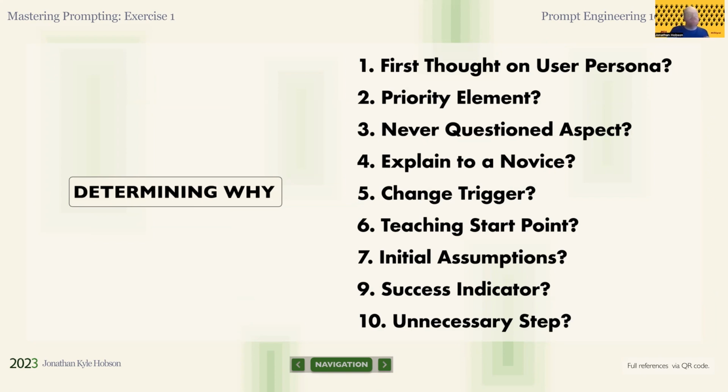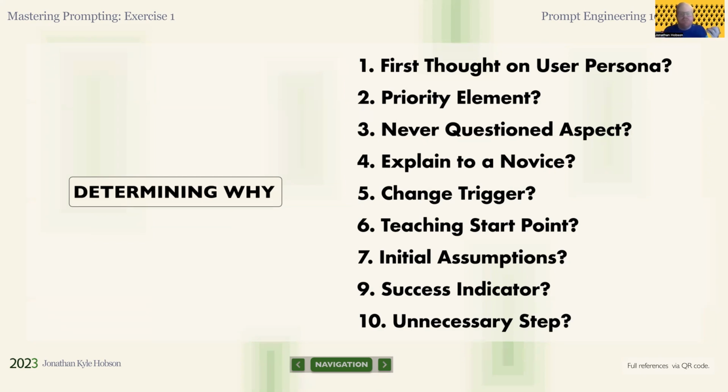And so what I'm calling for this first exercise is something more passive. I don't want you to open up ChatGPT yet. I want you to think about these questions. So I want you to think about your process with a user persona, which I'll get to the definition of in a second. But your process of a user persona, what is your first thought when you think of a user persona? What is the first thing that comes to mind?